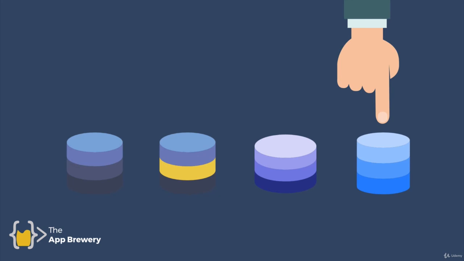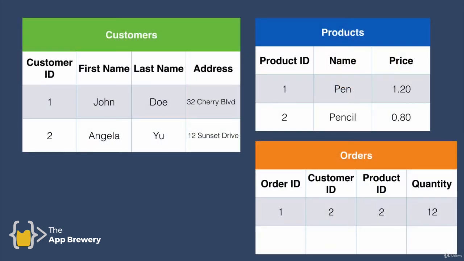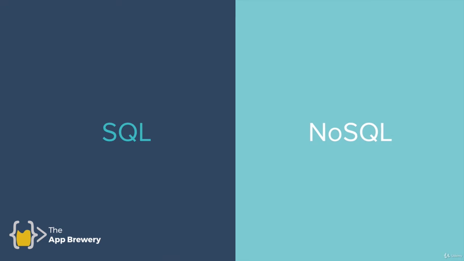If you need to store data, such as orders, customer details, products, inventory, things that have lots of relationships between each other, then you might be better off choosing a SQL database such as MySQL.